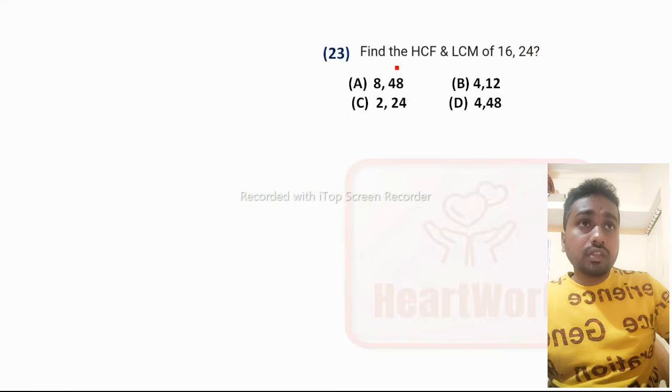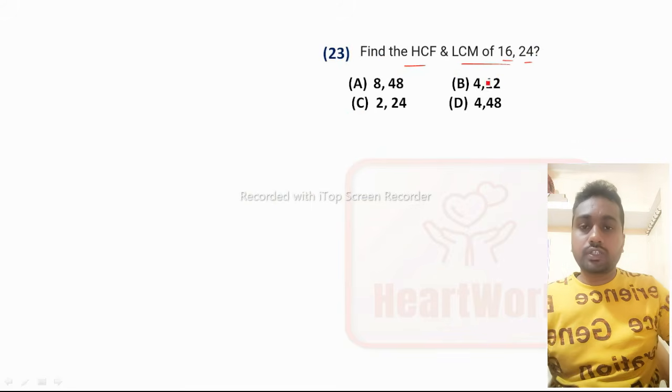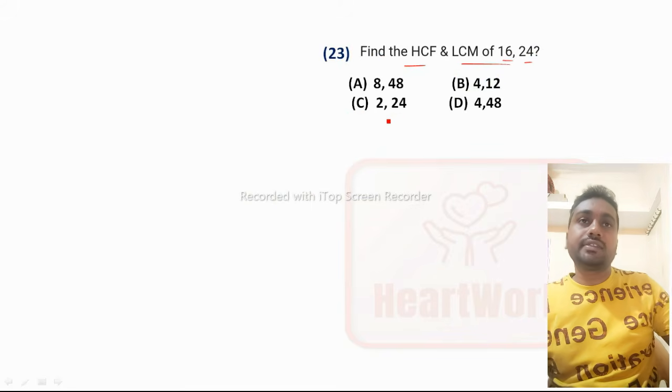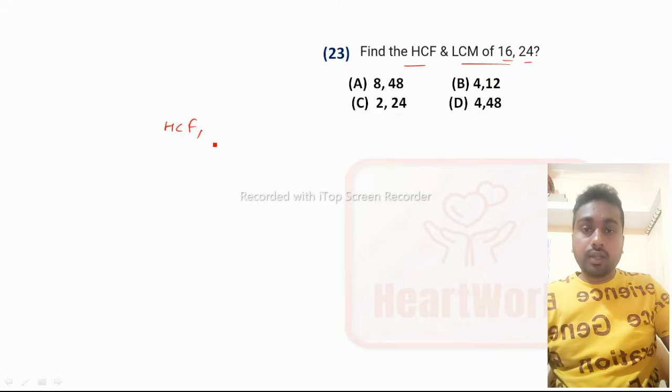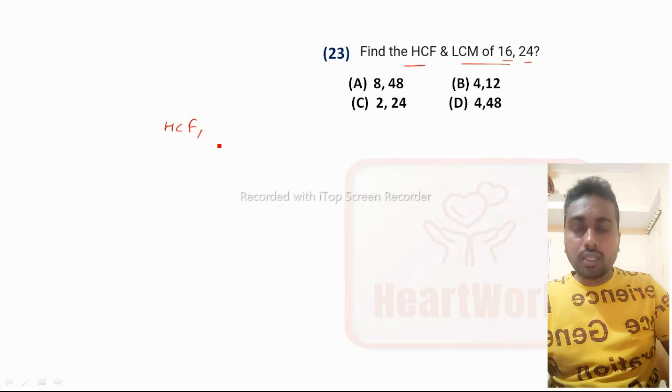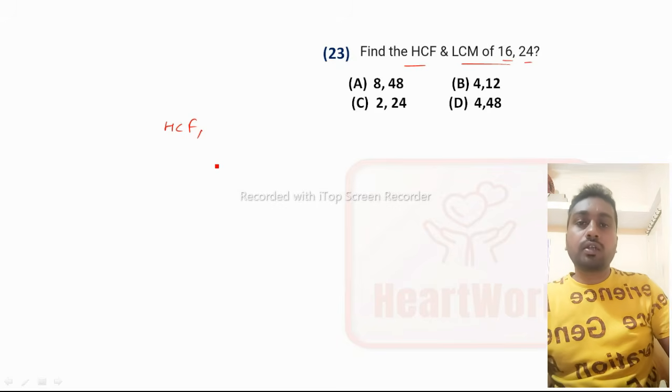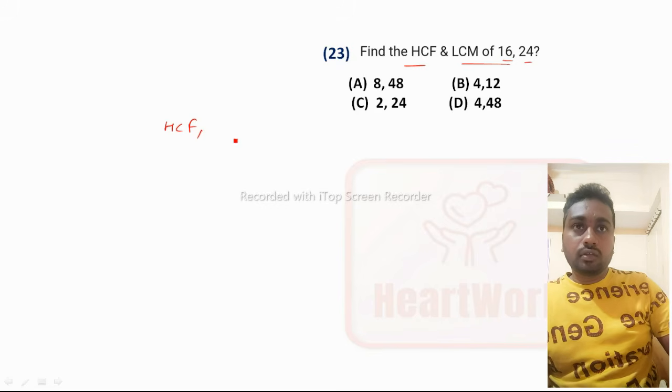Next, find the HCF and LCM of 16 and 24. For 16 and 24 we need to find the HCF and LCM. So first we will find the HCF. How will you find the HCF? There are two methods to find HCF: by factors, and by the dividing process. So we will go by the dividing method.